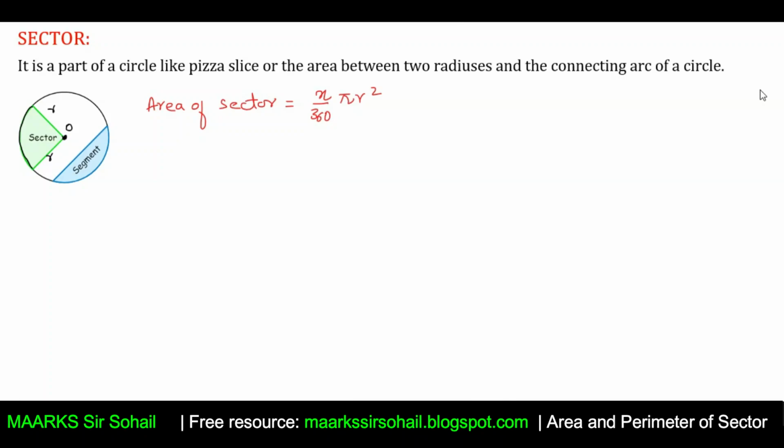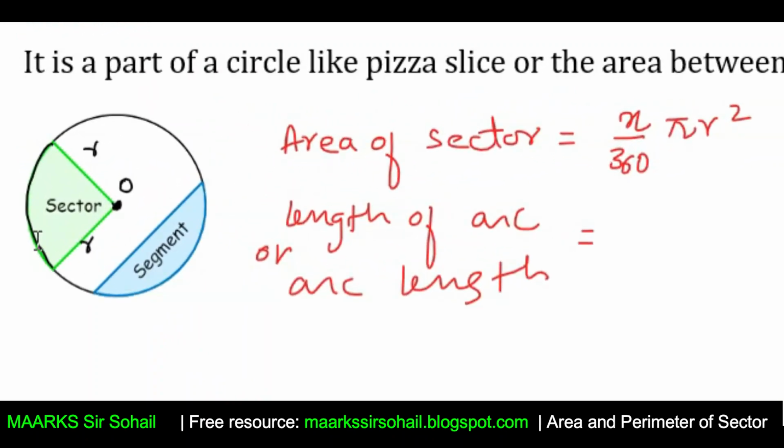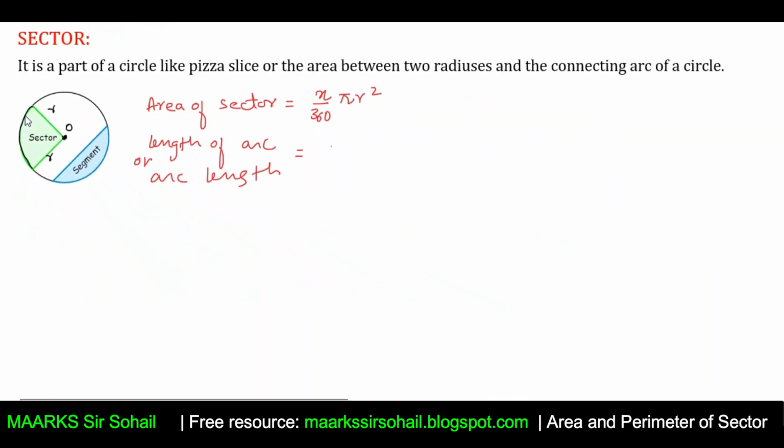Now we also have the formula for the arc length. We can call it length of arc, or we can also call it arc length. Both are the same thing. So again, when we talk about the arc length, we are actually talking about this black line, which is joined by two radii. So this is the circumference, actually a fraction of the circumference. Arc length is a small part of the circumference. The circumference of a circle, you all know, is 2 pi r. So again we will add x upon 360 before it. So this will become the arc length.